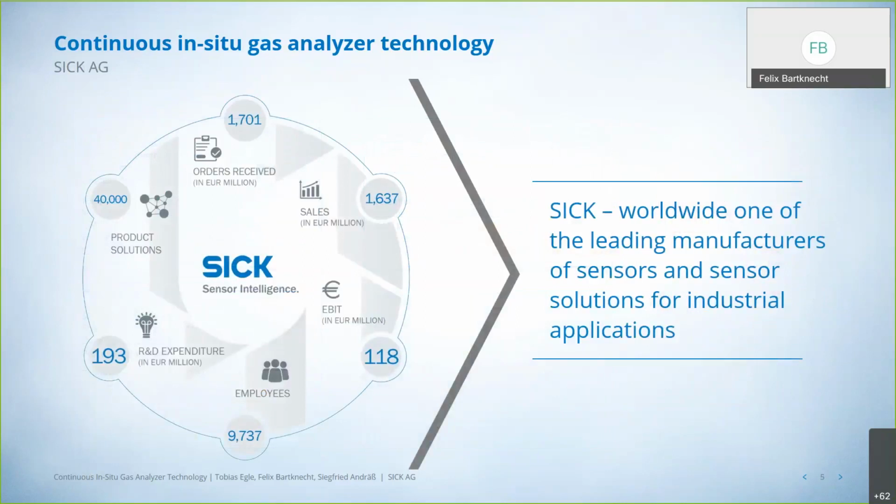SIG is a German-based company and global manufacturer of sensors and sensor solutions for industrial applications. The company is active in the areas of factory, logistics, and process automation, with around 10,000 employees worldwide and global sales of about 1.7 billion euros annually. But what we are in particular proud of is our huge product portfolio comprising more than 40,000 products, of which most of them are either used to protect production workers or the environment. Furthermore, we invest close to 200 million every year in research and development, which makes us one of the most innovative companies on the sensor market.